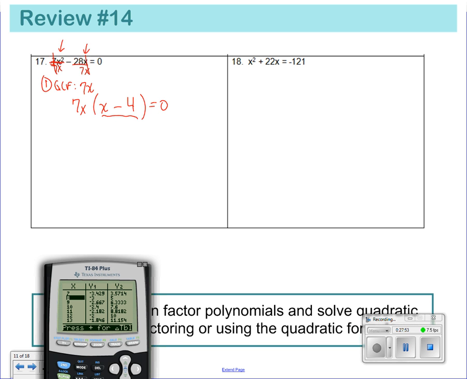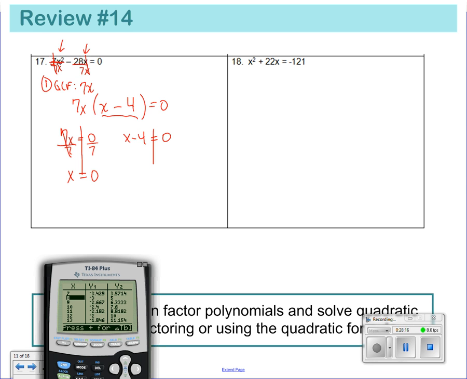So we take each factor, 7x, that's what's out front, equal to 0, and x minus 4 equal to 0. Let's do the first one. We want x by itself. It's 7 times x, so we're going to divide by 7. The 7's cancel. We're left with x equal, and then 0 divided by 7 is going to give us 0.